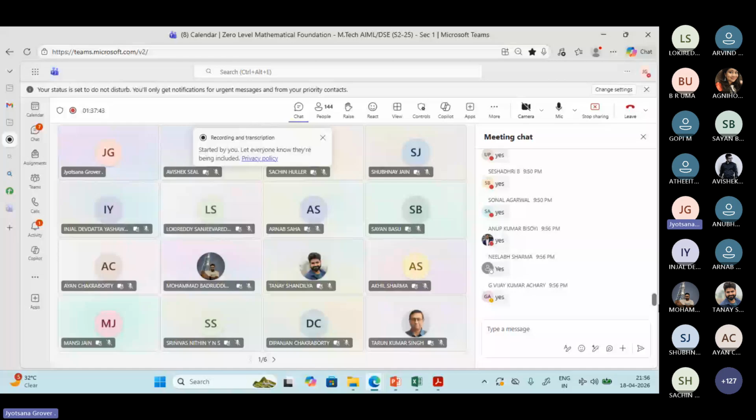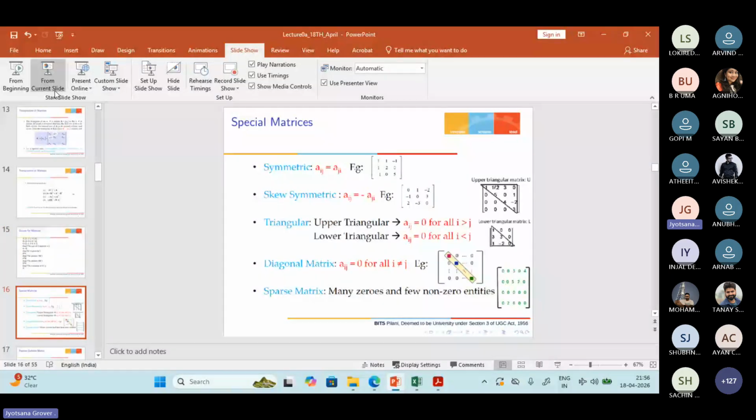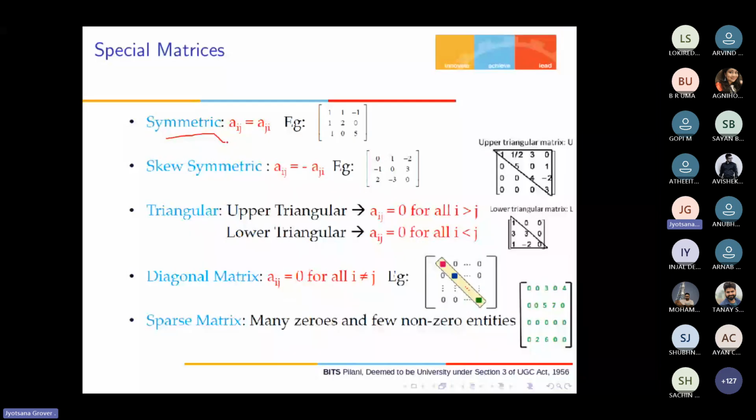Okay, now comes the special type of matrices. Why are these important? Because these are very much helpful in machine learning. Symmetric type of matrix. Symmetric means when you take the transpose of this matrix, A transpose, you should get the same matrix A. A transpose is equal to A.